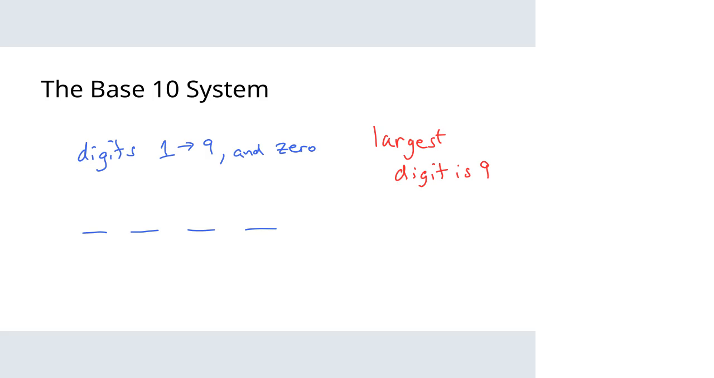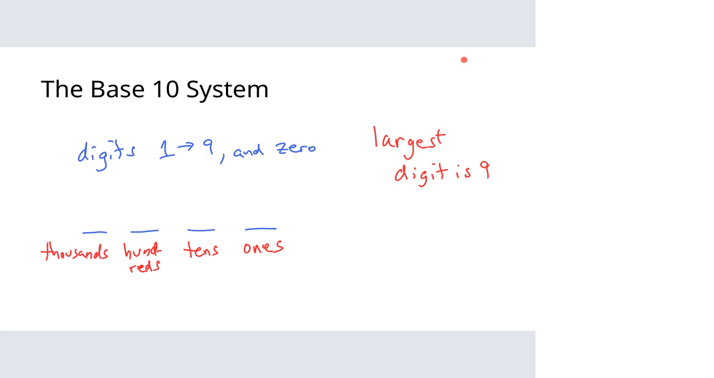Our base 10 system has place values. We have the ones place, the tens place, the hundreds place, and the thousands place. Again, should feel pretty comfortable with that. But let's talk about where these place values come from. I have a system with bases and exponents, and you may or may not remember this.